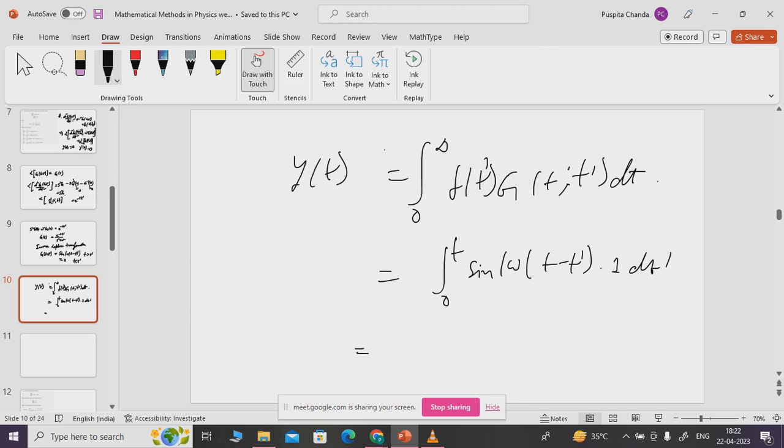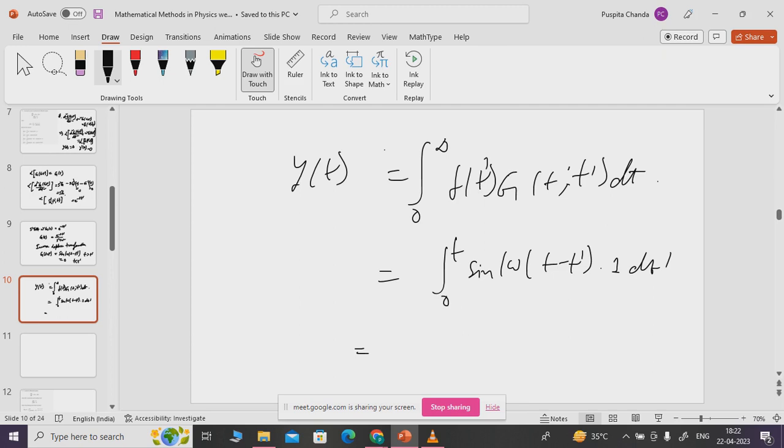When it is 1, f of x is 1, or we can say f of x is 1 when it is less than a, or otherwise it is 0.